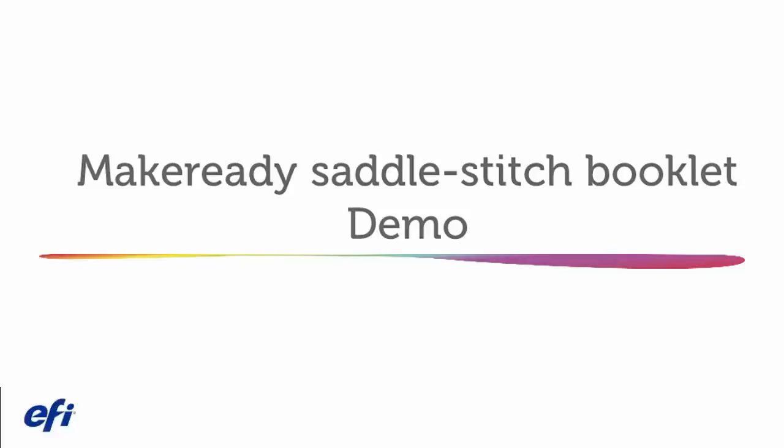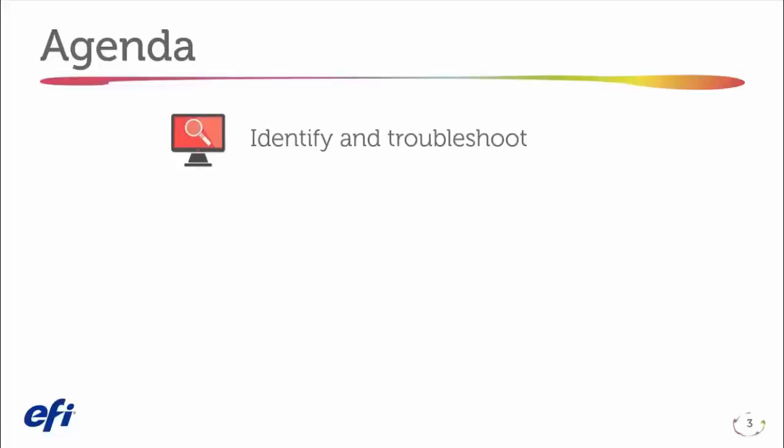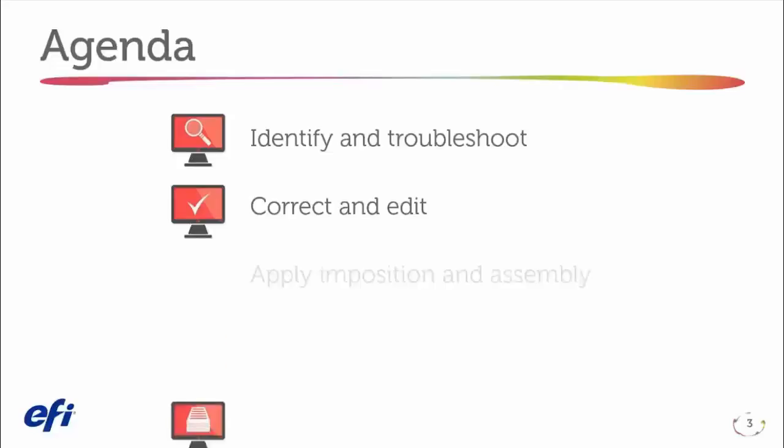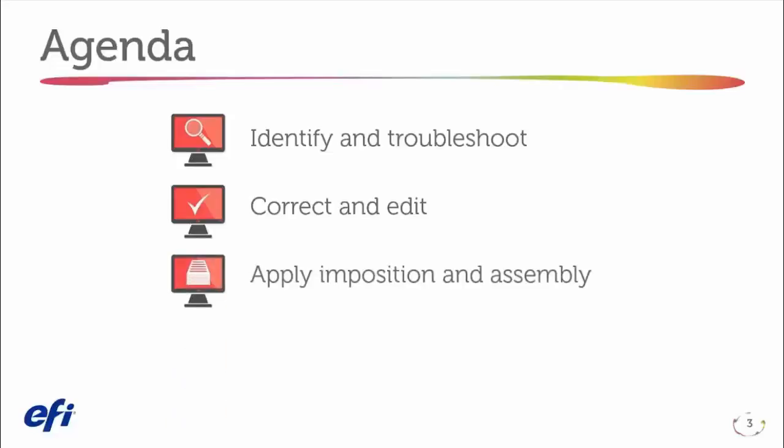Today we will demonstrate how to make ready a saddle stitch booklet on a Fiery digital front end. The first step covers what we should do as soon as we get a file from a customer. We use tools to identify and troubleshoot content issues and avoid surprises at print. Once we know the issues the file has, we'll move forward with correcting and editing the file with tools available at the DFE.